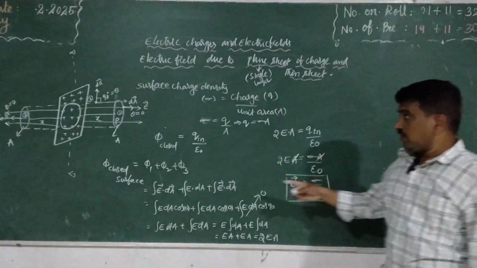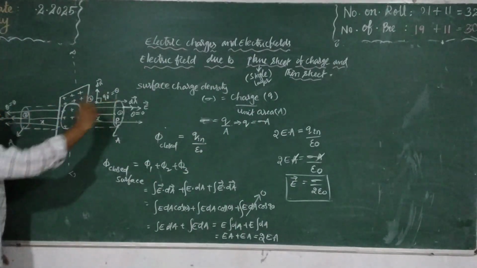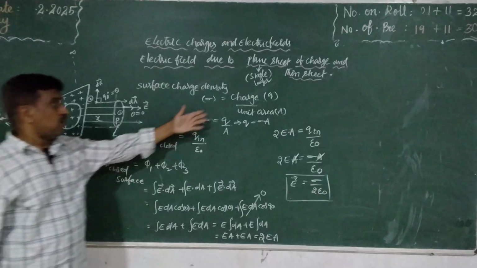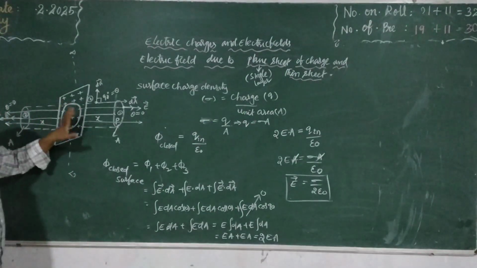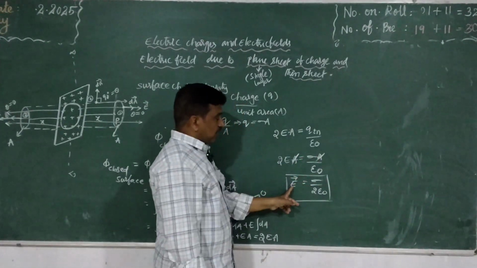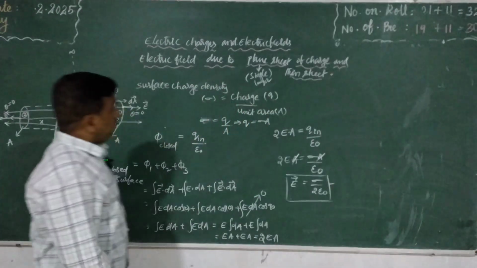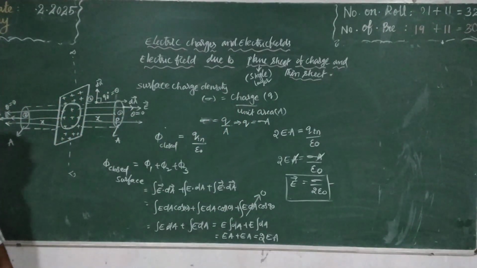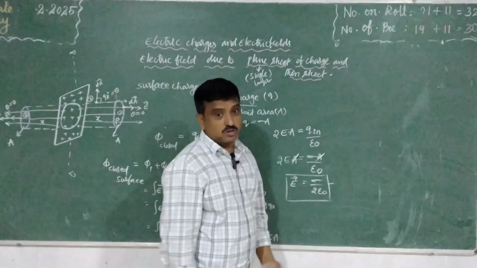Q inside means how much charge is there in this one, that we find out. For that we can use surface charge density, sigma equal to q by A, so q equal to sigma A. What is the charge inside now? Sigma A. Here A cancels, so the electric field equal to sigma by 2 epsilon naught. That is, due to a plane sheet, the electric field is sigma by 2 epsilon naught.